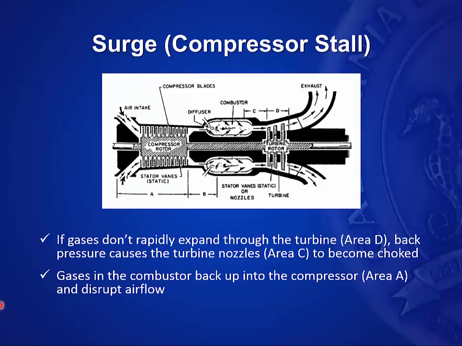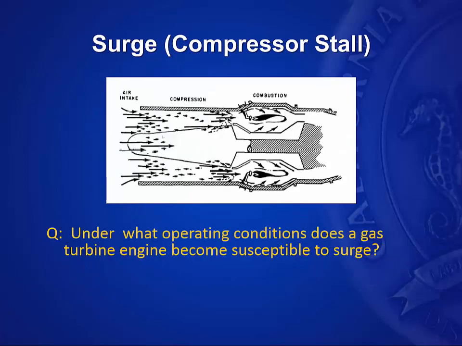Now, what causes the compressor rotor to decrease its output? It's typically derived from the fact that the compressor rotor blades can stall, and it is derived around the angle of attack of the air that's hitting the leading edge of those blades.